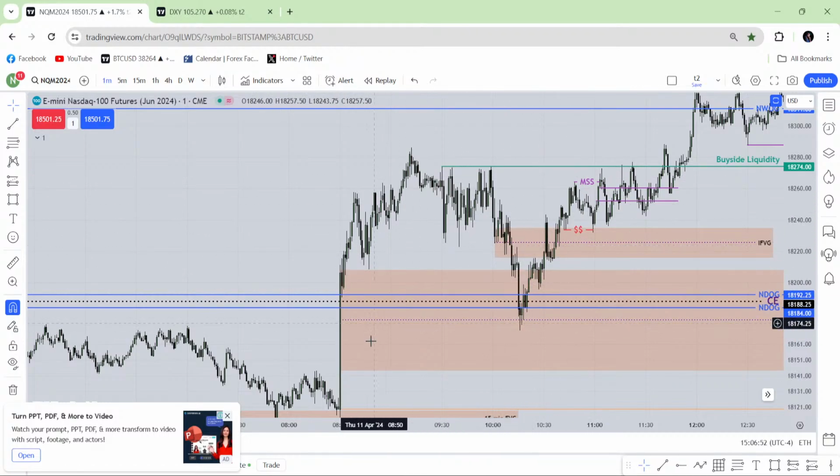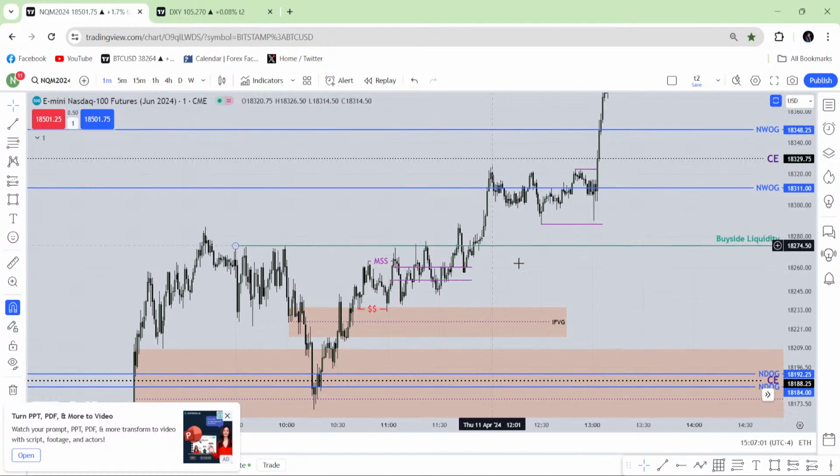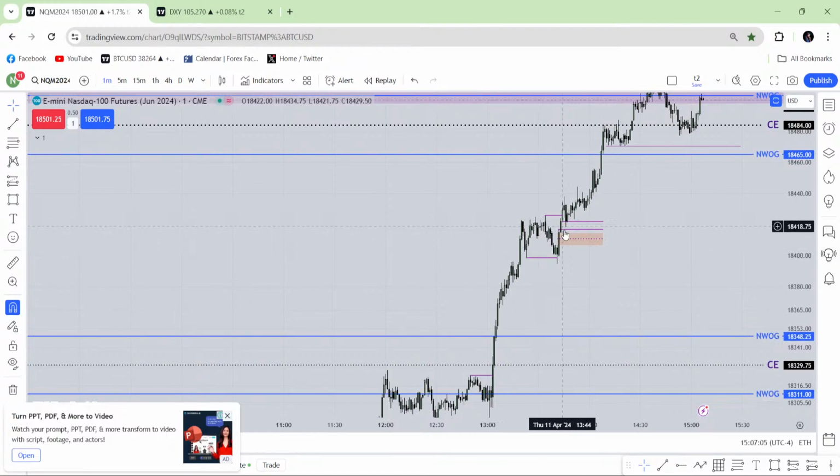I don't need any kind of fair value gap over here to frame my trade. If there is a fair value gap, this is overconfidence. The market has taken this liquidity. I don't need a fair value gap over here to frame my trade. Here, it has taken the liquidity, so I don't need a fair value gap.